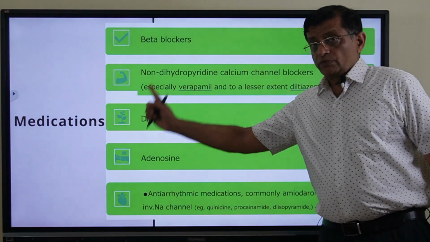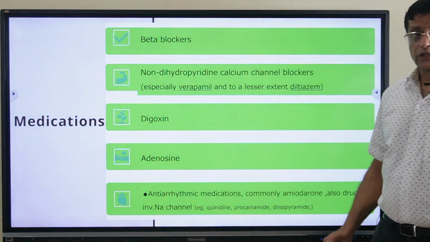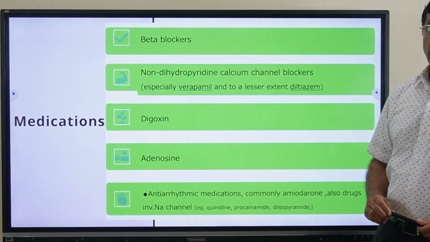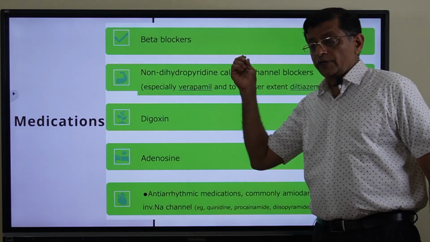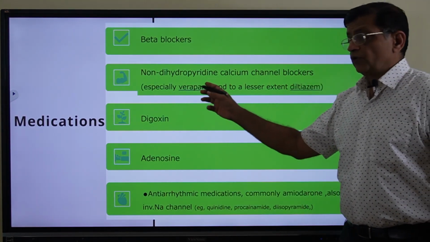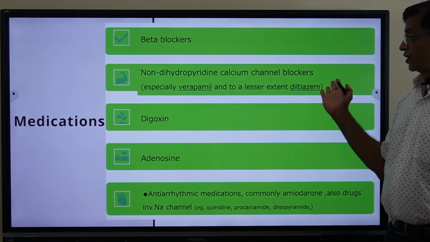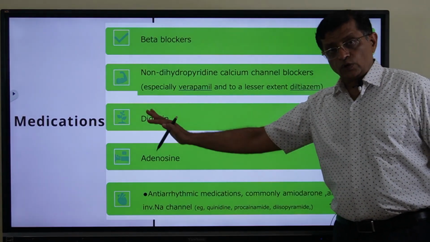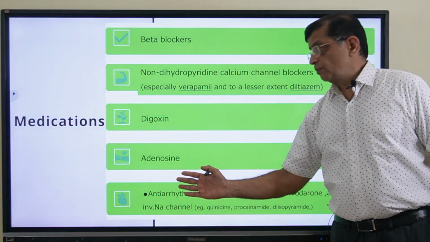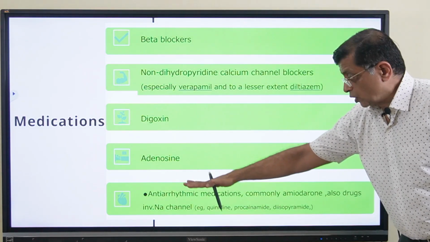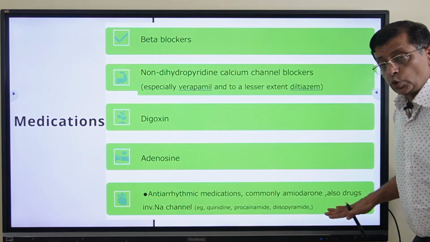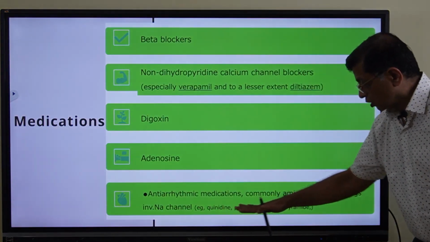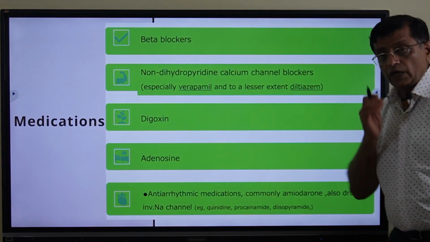Last but not the least, the medications. Most common drugs which cause AV blocks and which are used in clinical practice are the beta blockers and non-dihydropyridine calcium channel blockers like verapamil and less likely diltiazem. Then digoxin can cause all sorts of AV blocks. Adenosine can cause AV blocks, and antiarrhythmic drugs, commonly amiodarone, and even sodium channel blocking drugs like quinidine or procainamide can cause AV blocks.